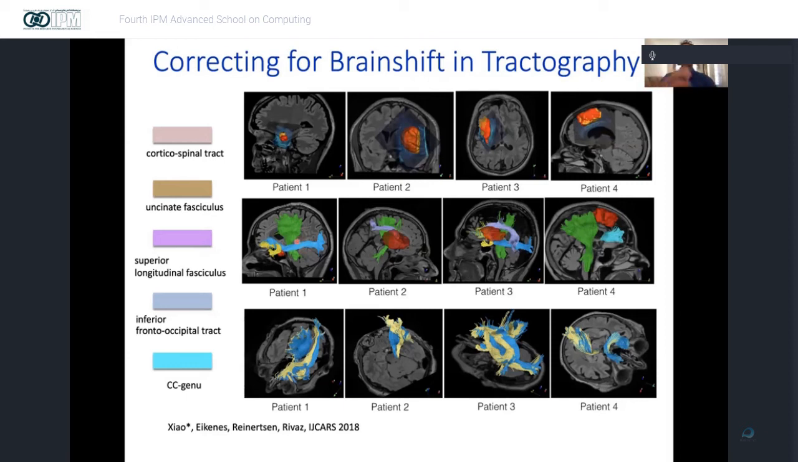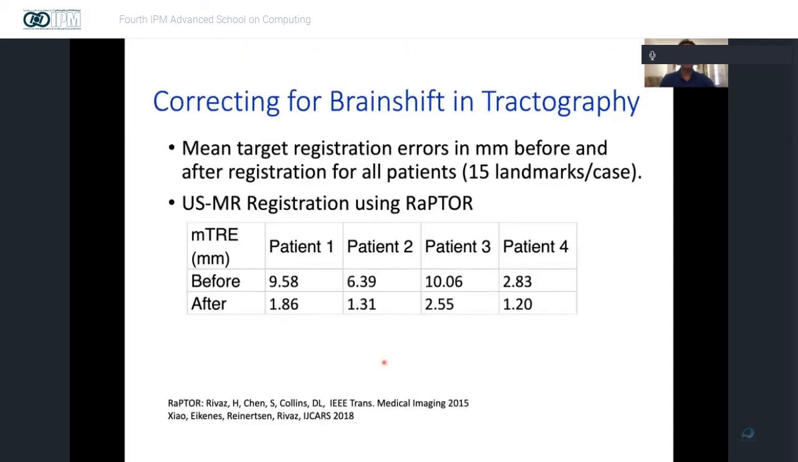But again, the issue is that once you do tractography in MRI, you open the skull of the patient, and then the brain starts to deform, and that tractography that you did before is invalid now. So in this work, we were the first to propose to deform these tractography images using intraoperative ultrasound. And we saw that we get much better results after image registration. Here, this is target registration error. We see large numbers in millimeters, but after registration, we can reduce these numbers by a very large margin.